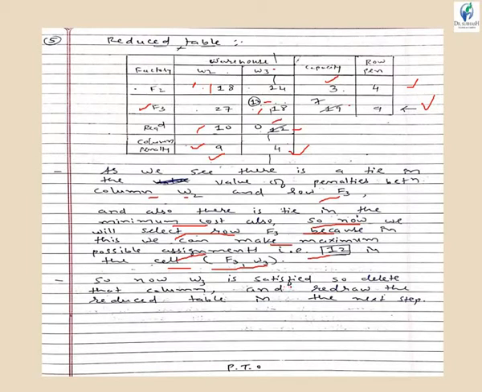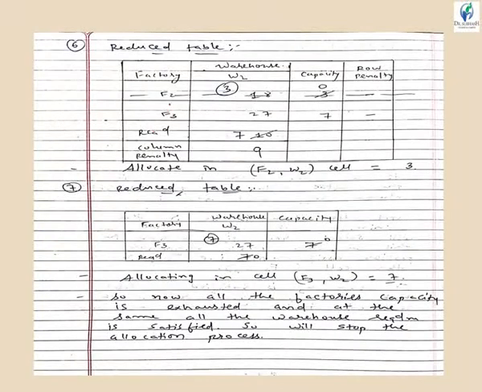Now W3 is satisfied. You can see from the column its requirement was 12, and we have already allocated 12. So W3 is satisfied. So deleting that column and redrawing the table for the next step, that will be our reduced table. Moving to the next step, this is our reduced table.